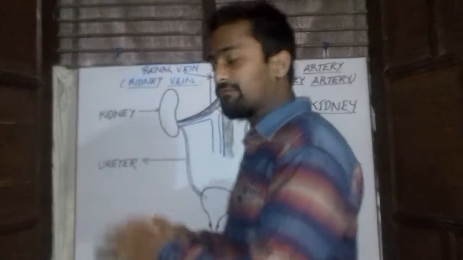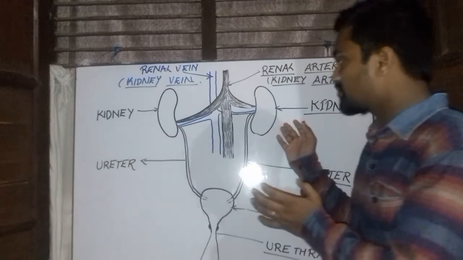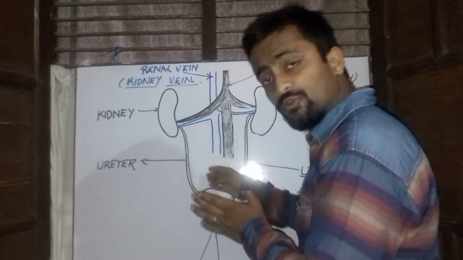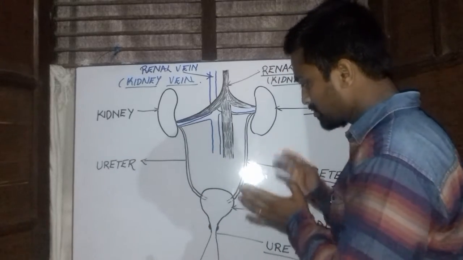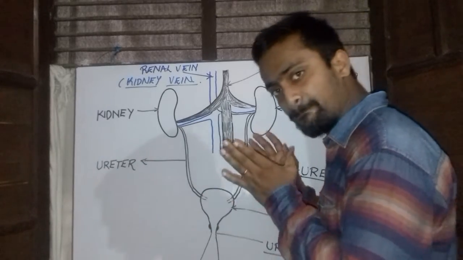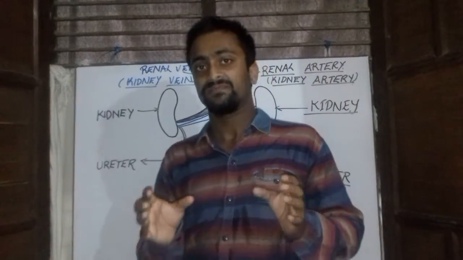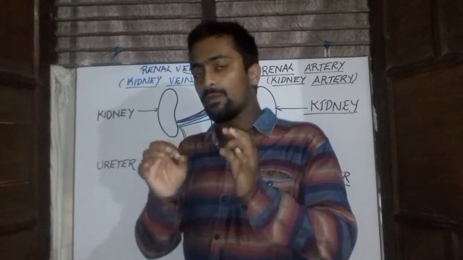What are those? The first is the kidneys, which are situated one on each side. Second is the tube-like structure called the ureter. Third is the bladder, which is a pouch-like structure, and last is the urethra. So now we will be dealing with them one by one.